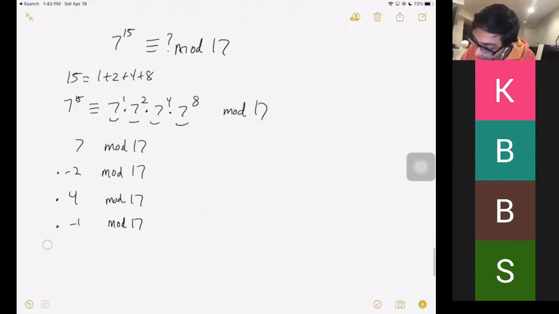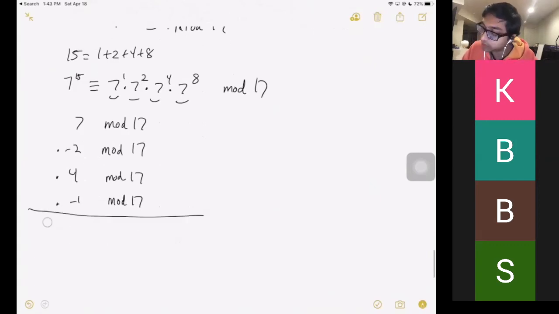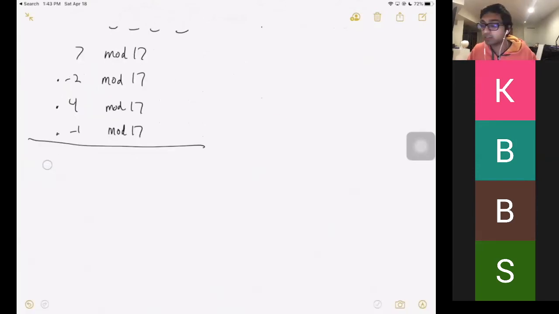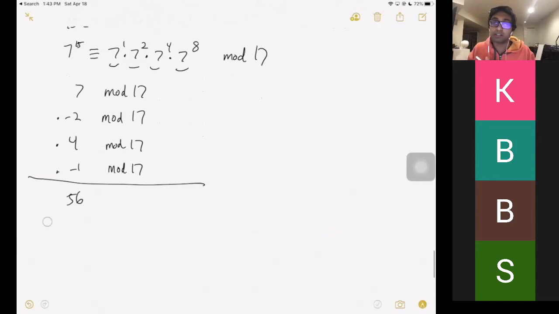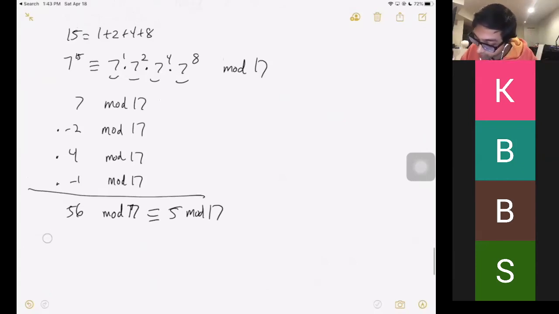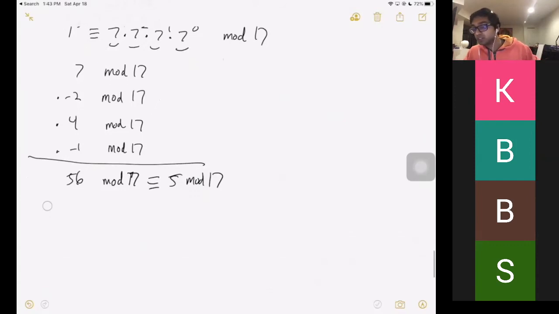56 mod 17 is congruent to 5 mod 17, right? So we've computed that the secret Apurva multiplied their message by was 5. Now we want to know what the secret inverse is. So 5 inverse is congruent to 7 mod 17. Why? Because 5 times 7 is 35, which is 1 more than 34. So 5 times 7 is 1 mod 17.